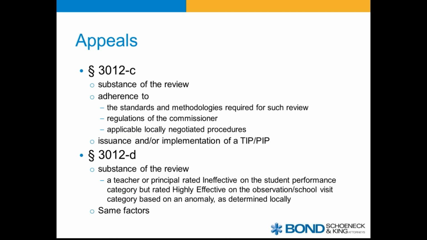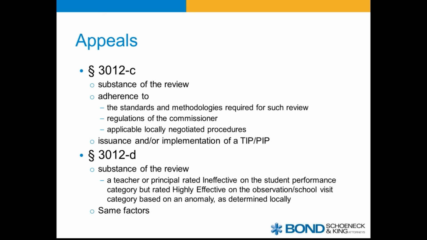3012-d, so the new law, essentially has the same factors, except that they added a portion under the substance of the review that says that it shall include the following: a teacher or principal rated ineffective on the student performance category, but rated highly effective on the observation school visit category based on an anomaly as determined locally. I'm still kind of scratching my head regarding what exactly that means and how, if at all, that changes what you would negotiate in the appeals process.